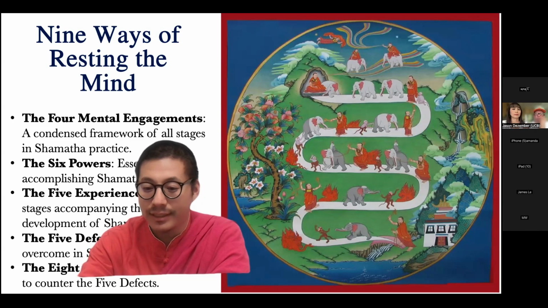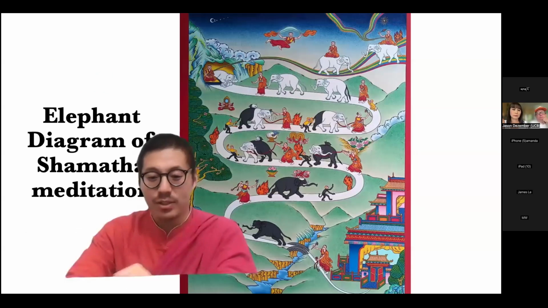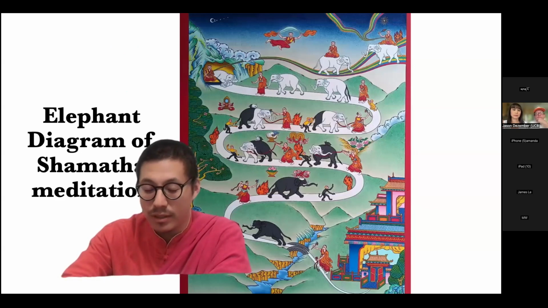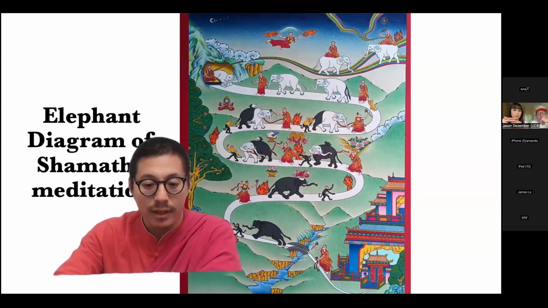Then the elephant, a wild elephant to be tamed. The wild elephant is our mind, the untamed mind. And then there's a monkey, which is our distracted mind. Anyway, I have all this down below, so I'm going to go to the next slide here. Now this is how it looks in the shamatha diagram.